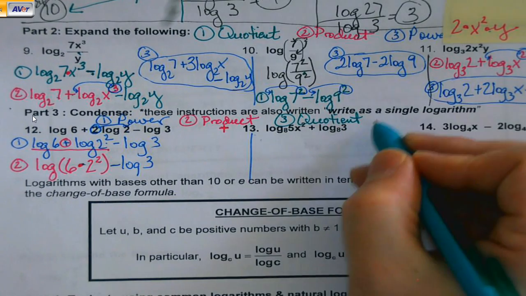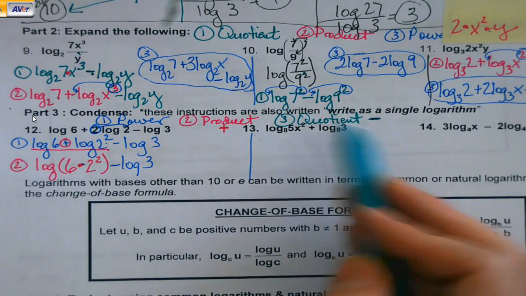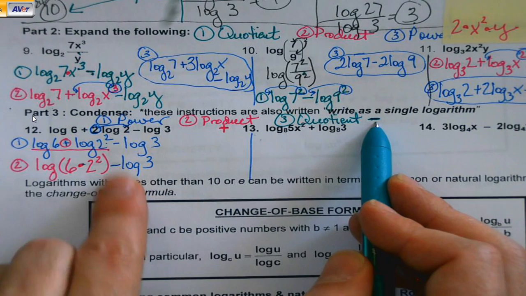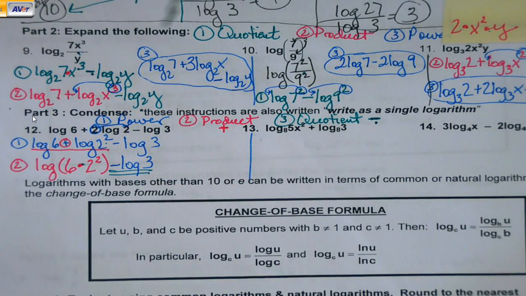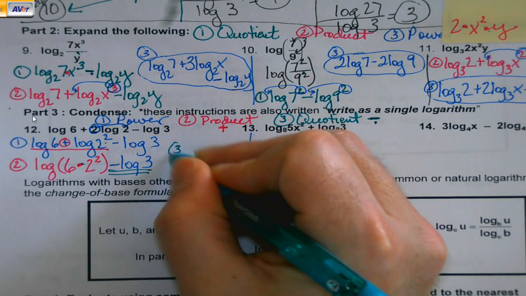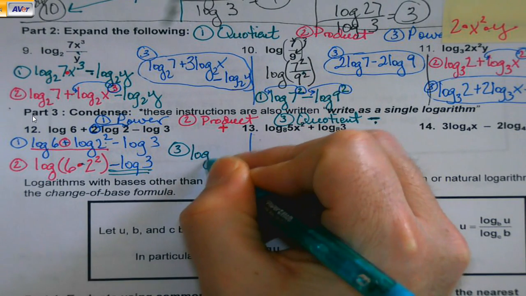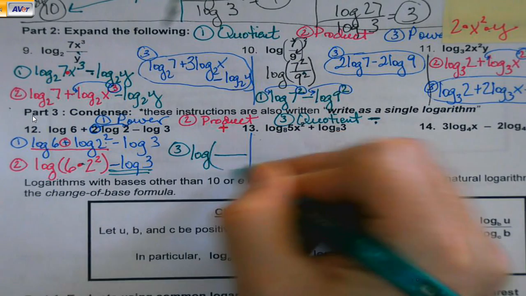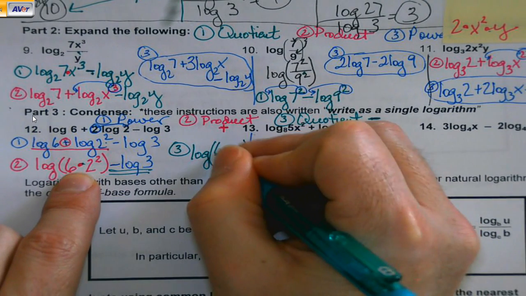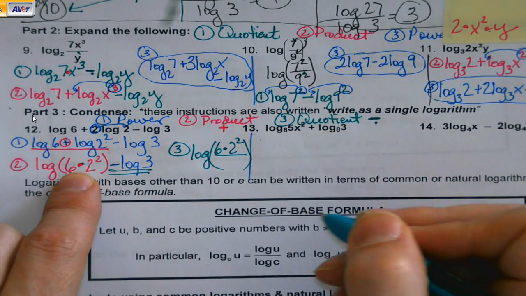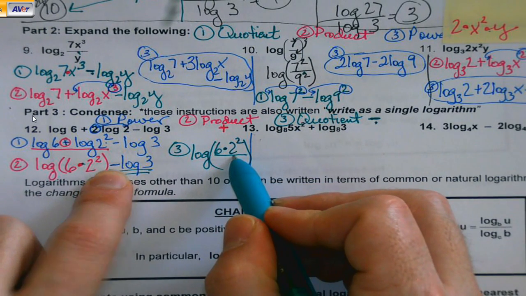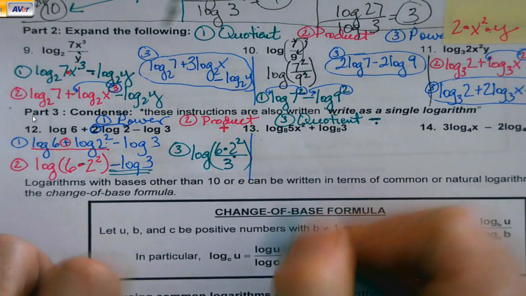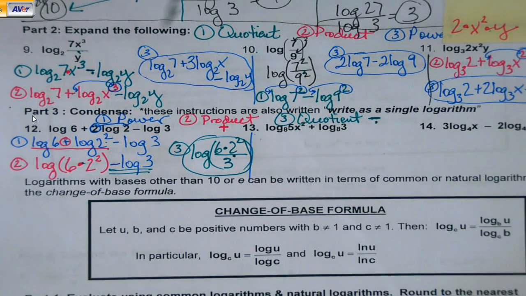And now quotient, again, I'm not looking for division. I'm looking for subtraction. I see it. So now what's this going to look like? Let's see. It's going to be one big old log. 6 times 2 squared. The minus, there's my division, there's my fraction bar. 3. We're back to 1 log.